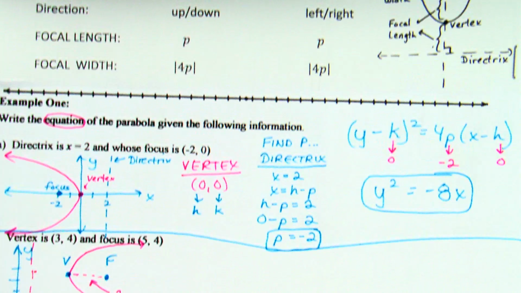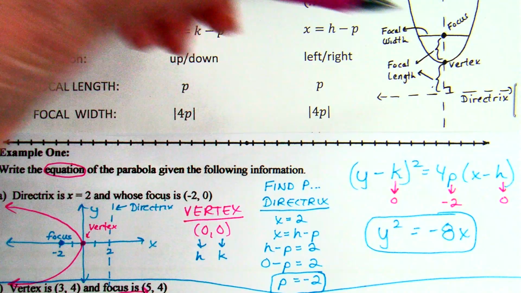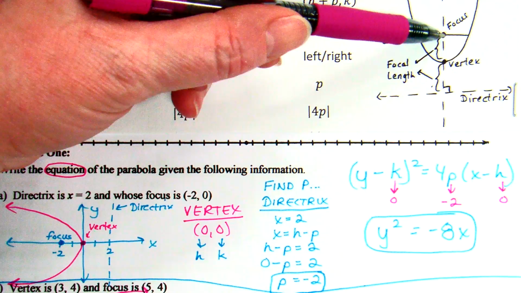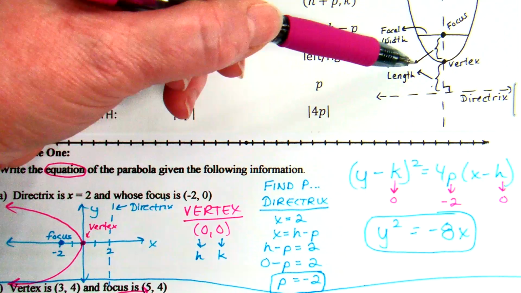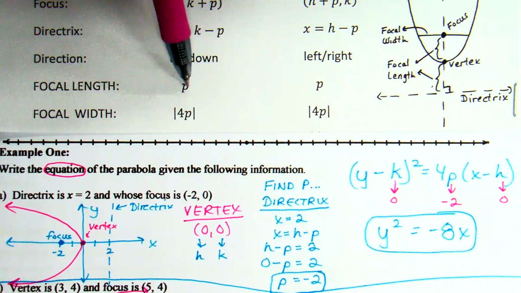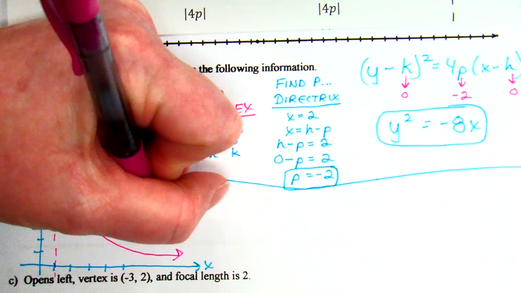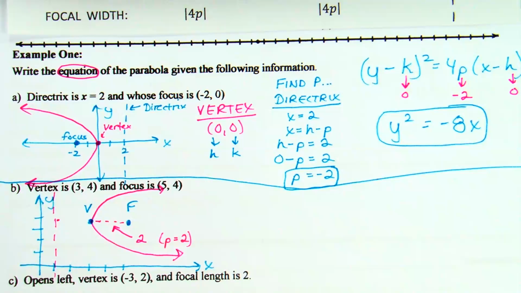If you look up here, what is the distance between the focus and vertex called? Focal length. Look at your chart. What's it say the focal length is? P. So what did we just figure out by counting the distance between the vertex and the focus? We learned that P is a distance of 2. Now, I will warn you, if you do it this way, you have to stop and ask yourself, is P going to be positive 2 or negative 2?